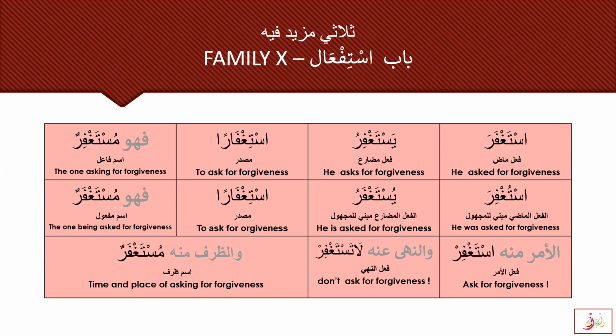Istaghfara, he asked for forgiveness. Yastaghfiru, fi'l mudari, he asked for or he is asking for forgiveness. Istighfaran is the masdar, to ask for forgiveness. Fahuwa mustaghfirun is ism fa'il, the one who is asking for forgiveness. Just remember this kasra on the ain kalima. It is very important to differentiate between ism fa'il and ism maf'ul with this kasra and fatha.